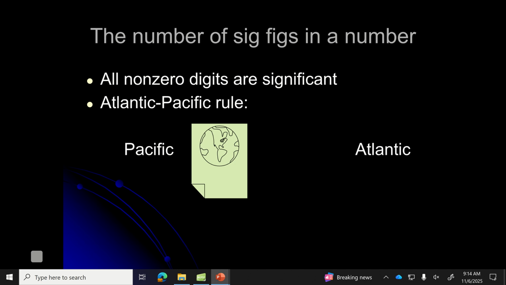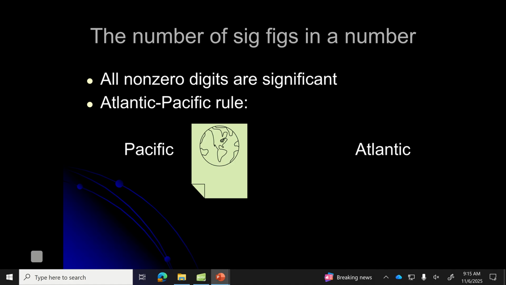So how do we figure out the number of significant figures? What we look at is every single non-zero digit, so every single number 1, 2, 3, 4, 5, 6, 7, 8, 9, are significant figures, are significant numbers.